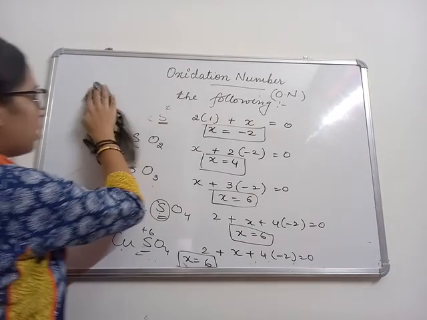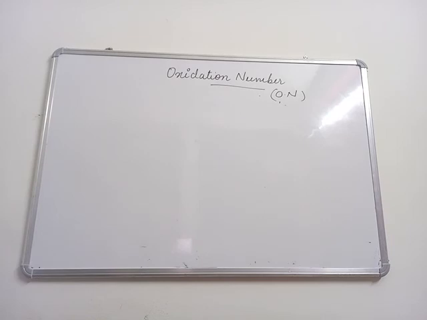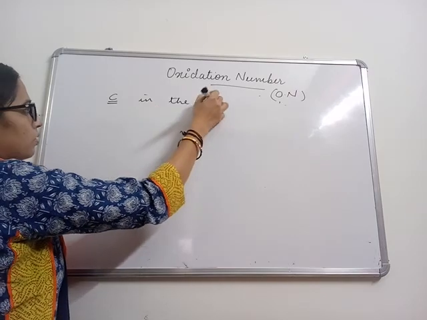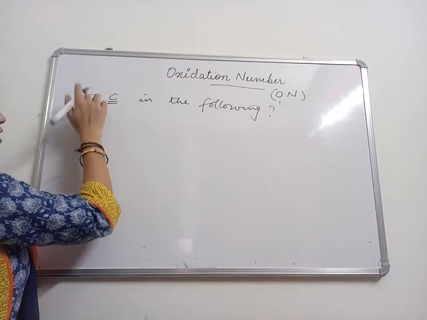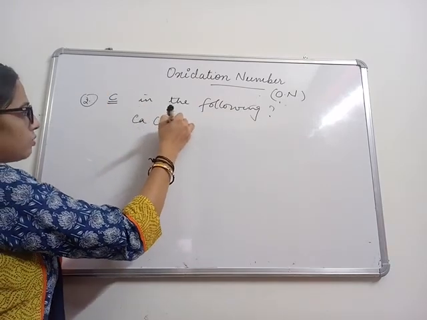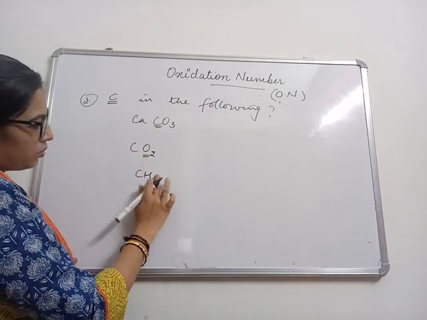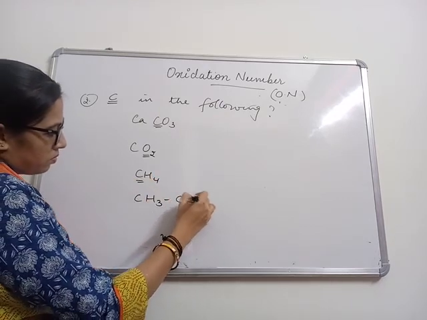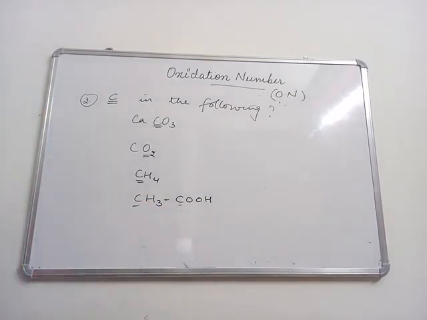Now next example we shall find the oxidation state of carbon in the following. What is the oxidation state of carbon in the following compounds? Okay, this is second question. Let this be calcium carbonate, carbon dioxide, then you have methane, acetic acid, dichloromethane. Now we shall find the oxidation number of carbon in the following.